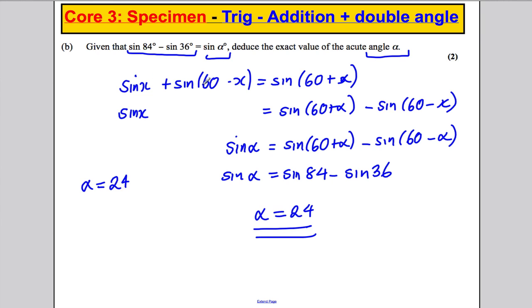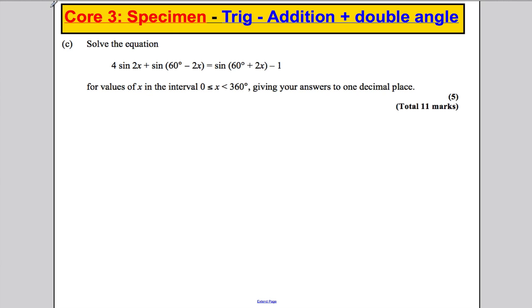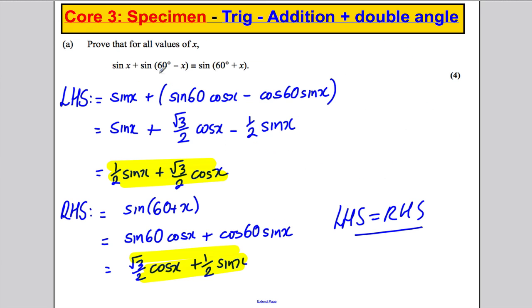Okay, so what I did to get this, I used the previous part, rearranged it, and then I chose an alpha to get exactly the sine 84 minus sine 36 on this side I wanted. Next, solve this equation for all values of x between 0 and 360, give your answers to one decimal place. Now, clearly, we're going to be using some form of the work we've done previously. I can see that that and that look a bit like what we've been doing in this previous part here. Okay, they look very much like that.